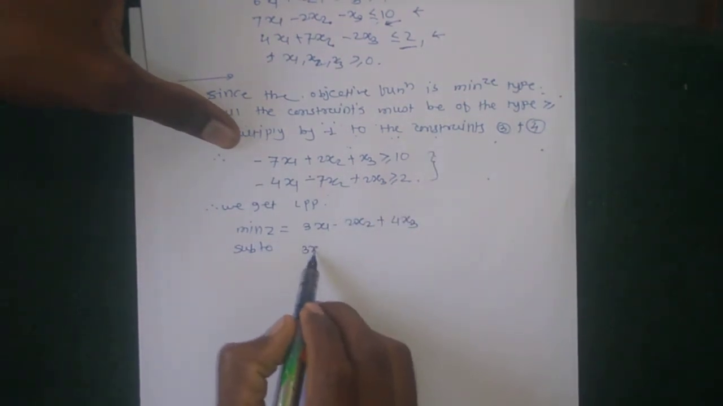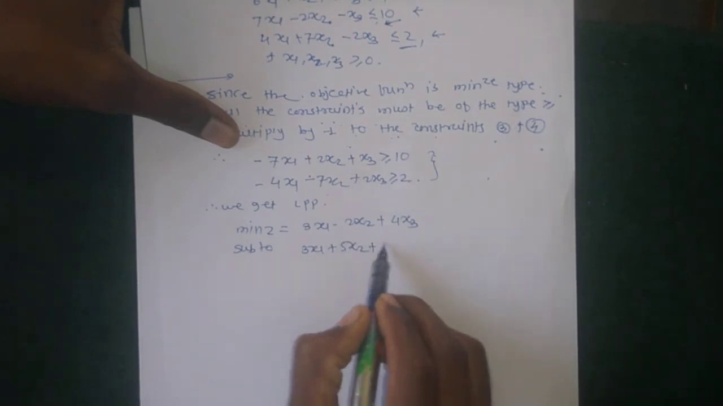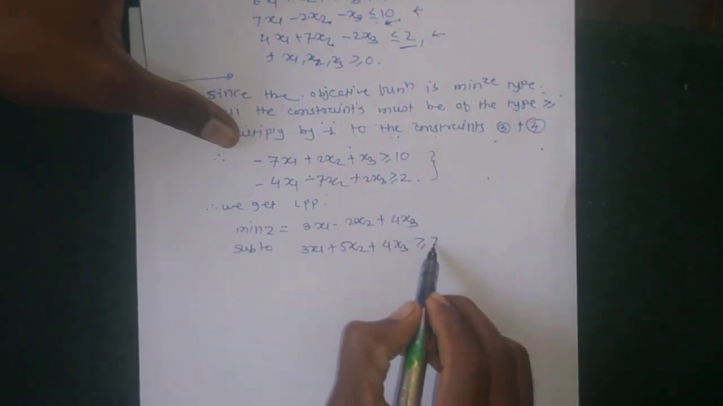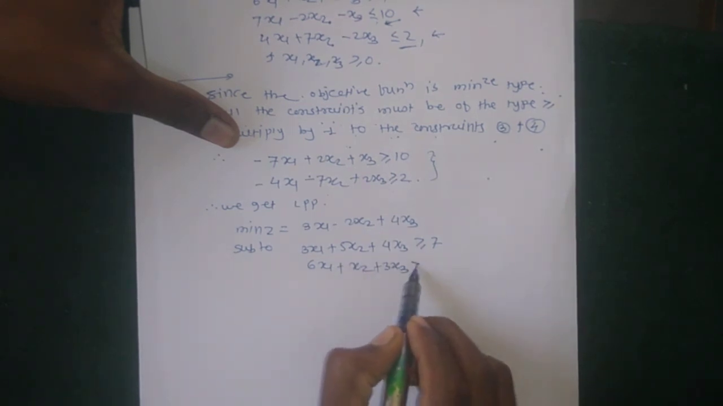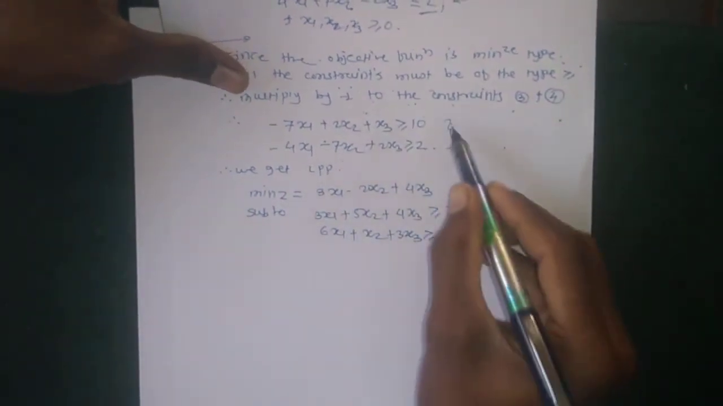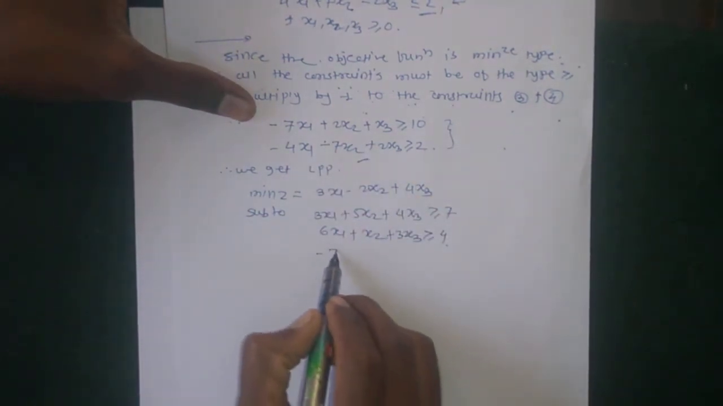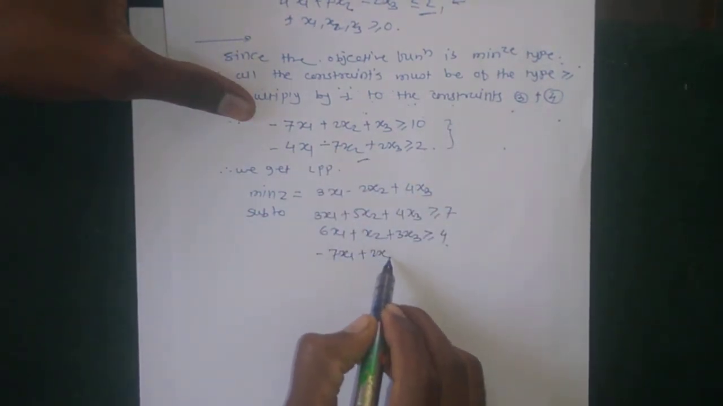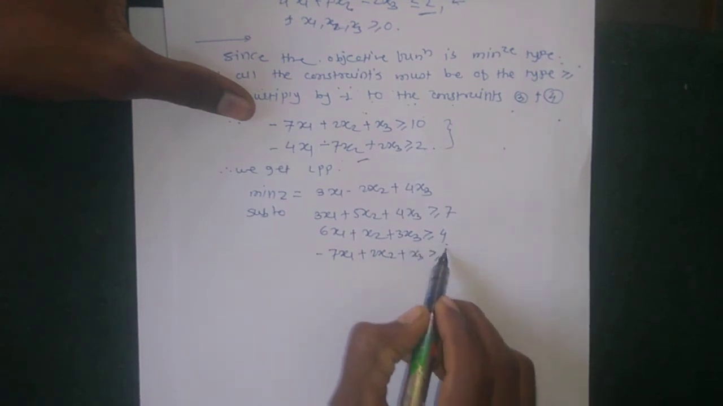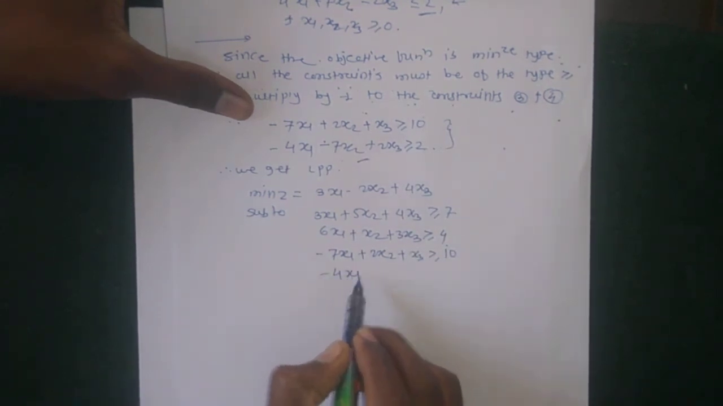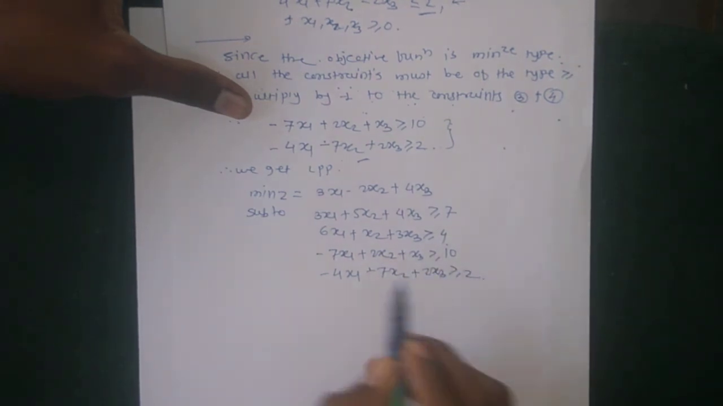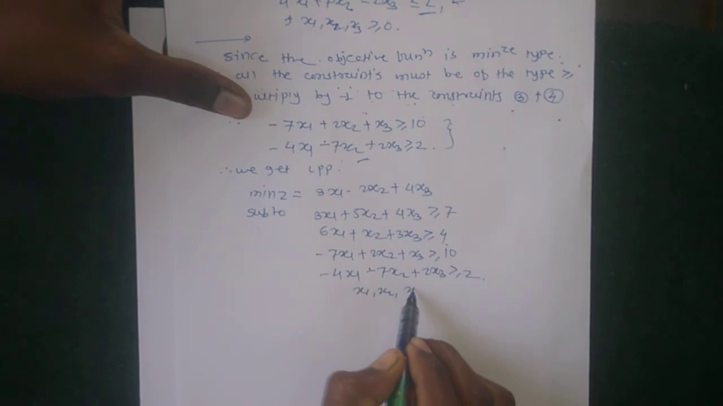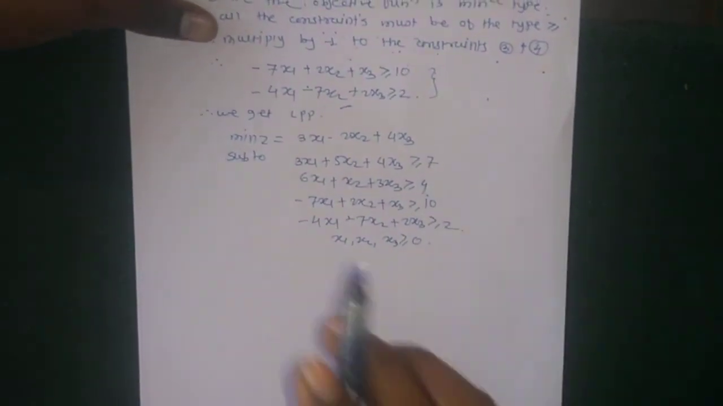Okay, so 3x1 plus 5x2 plus 4x3 is greater than or equal to 7, then 6x1 plus x2 plus 3x3 is greater than or equal to 4, and then the third and fourth constraints: minus 7x1 plus 2x2 plus x3 is greater than or equal to 10, and minus 4x1 minus 7x2 plus 2x3 is greater than or equal to 2, and x1, x2, x3 are greater than or equal to 0. Then we have to find its dual.